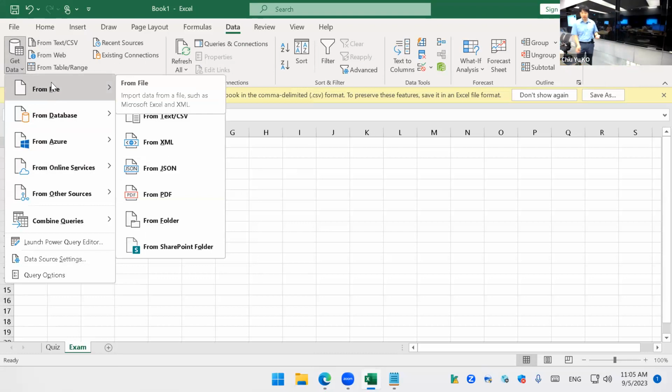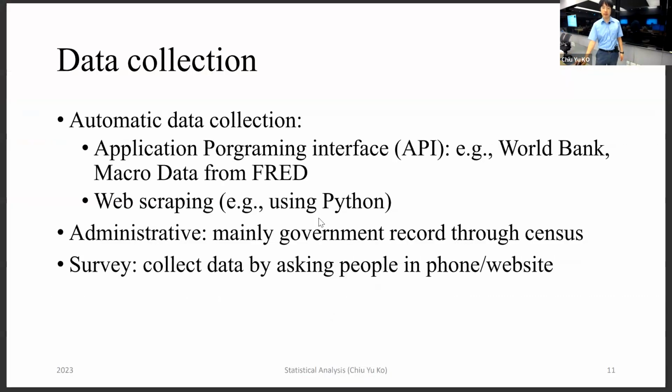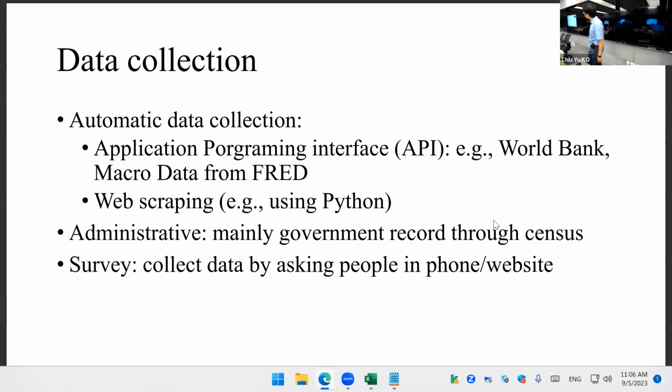Okay, but of course, it's not a programming class, so I don't expect you to do extensive programming. But you should be able to know that if you need the data from somewhere, then you can do it. Okay.